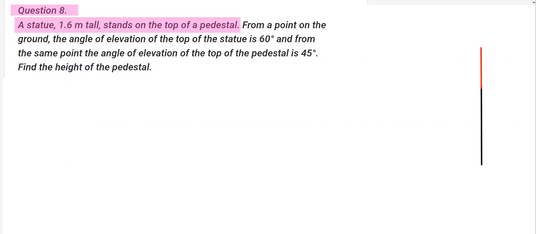And further, it says that from a point on the ground, the angle of elevation. So let's choose a point on the ground. For that, I'm making a straight line on the base, and then there are angles of elevation. The angle of elevation first is made on the top of the statue, and this is given as 60 degree.